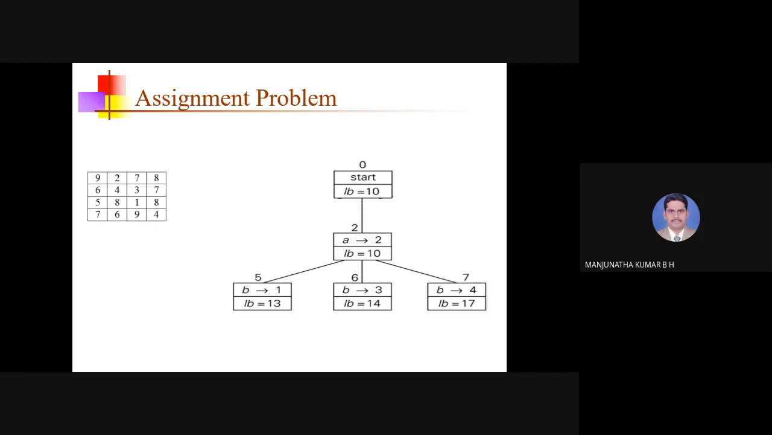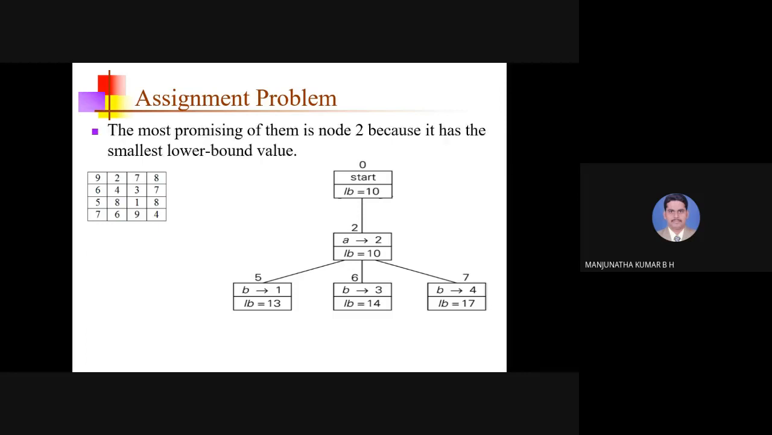If I assign job 1 to person B, what is the cost? If I assign job 3 to person B, what is the lower bound value? If I assign job 4 to person B, what will be the lower bound value? That I have to calculate. In this slide, I have done the calculation also. I will show you. So node 5 lower bound value is calculated like this.